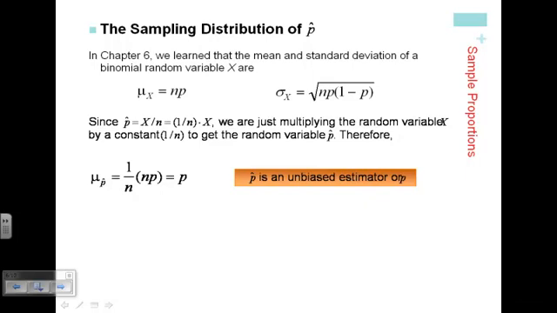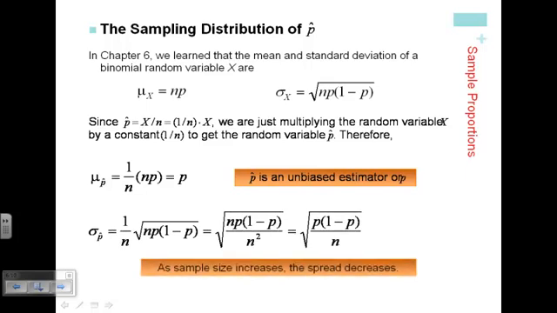The center, mu of p-hat, the center of the sampling distribution of p-hat, is equal to p, as long as p-hat is an unbiased estimator of p, meaning it's coming from a random sample. The standard deviation of p-hat is equal to the square root of p times 1 minus p over n. In other words, as n gets bigger, the standard deviation gets smaller.